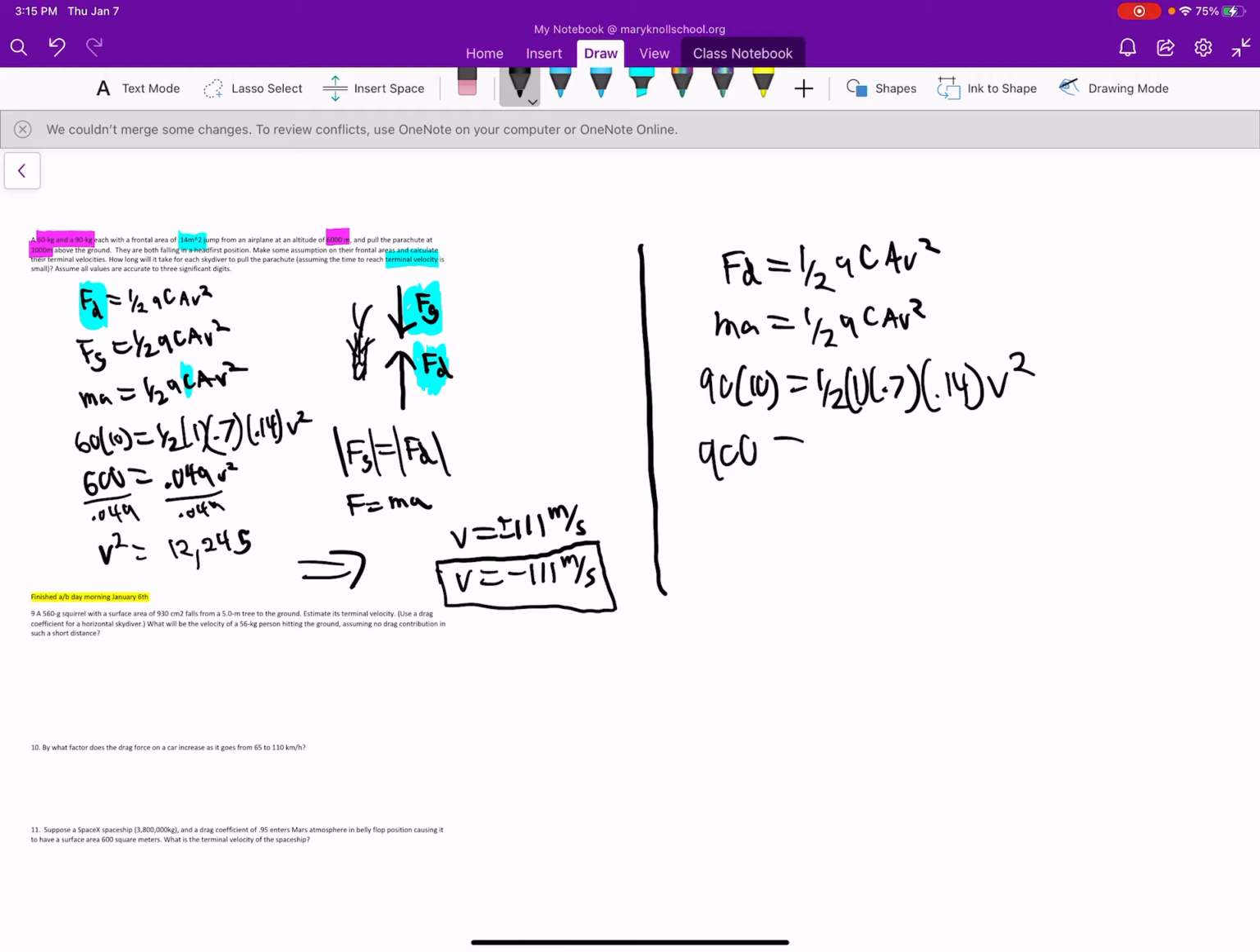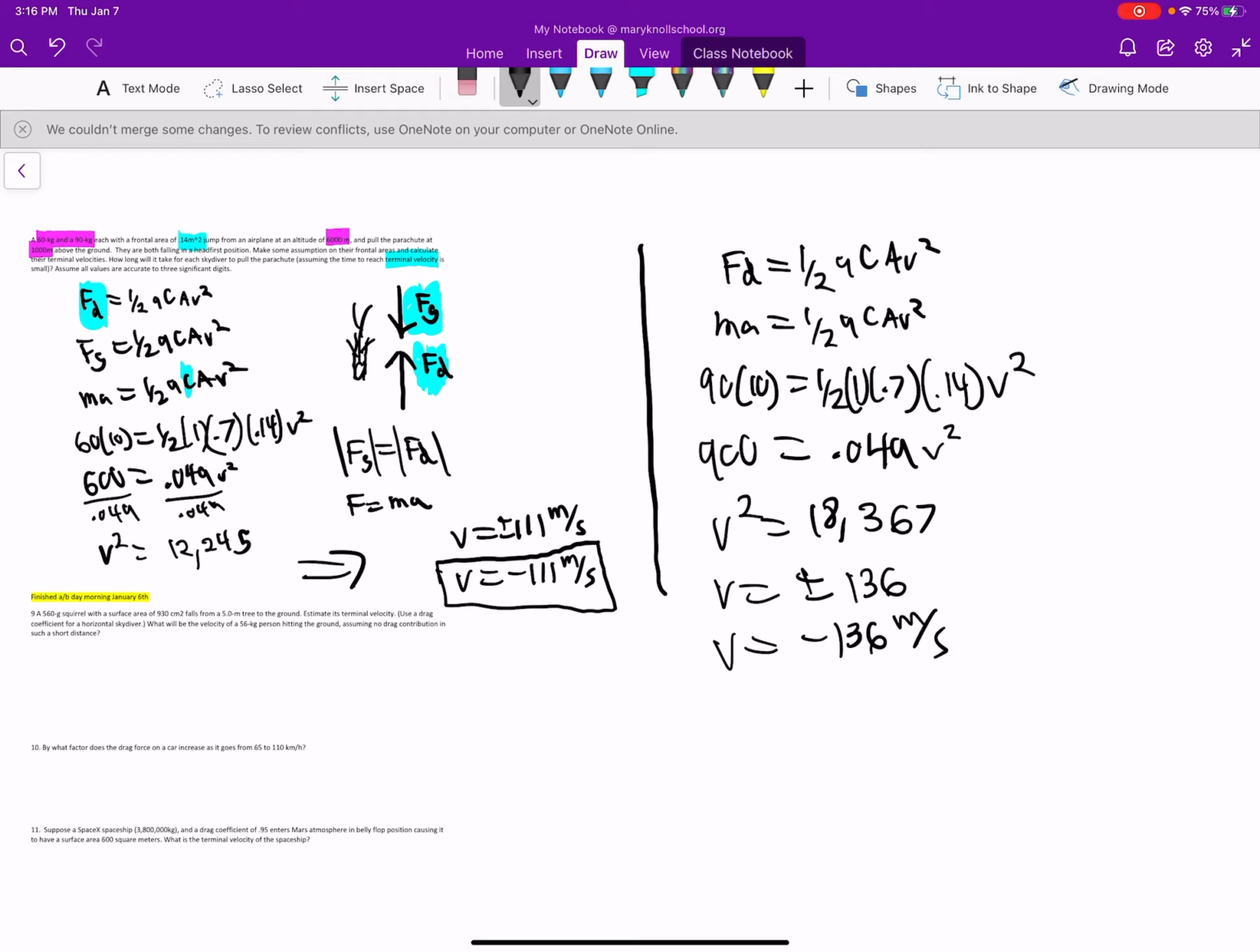So we get 900 equals 0.049 v squared, because I'm remembering it from the previous problem. Divide both sides by 0.049, and we get 18,367. Take the square root of both sides, and we get plus or minus 136. Now again, make a guess, positive or negative. You are right. It is negative 136 because this diver is going down as well. And there we go, we get the two values.